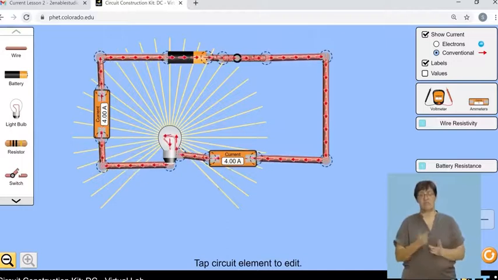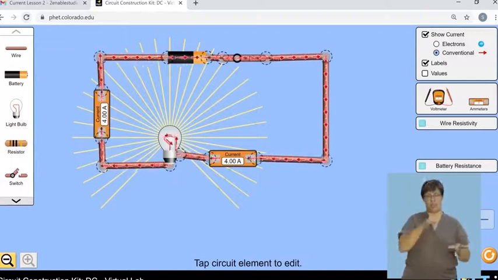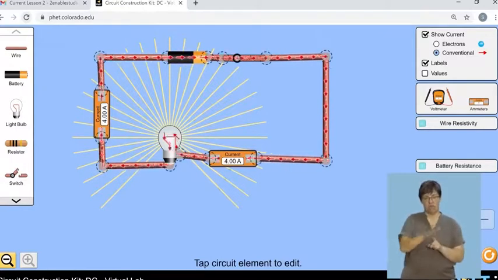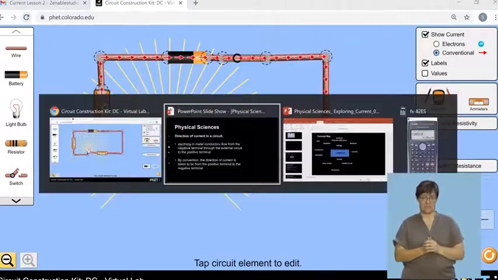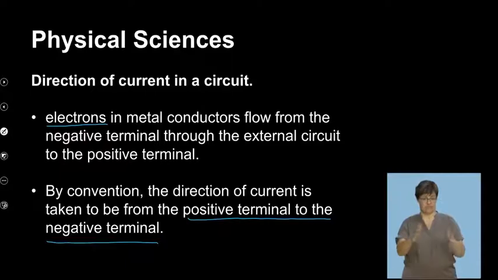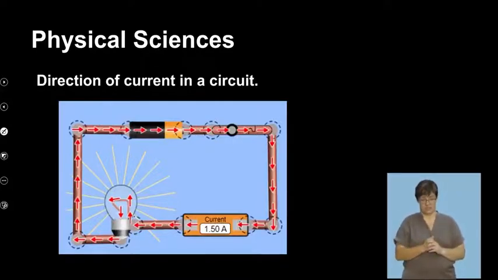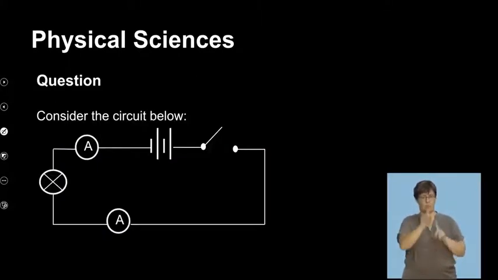So each time we talk of conventional, we talk about the standard, internationally agreed way in which we describe the flow of current in all circuits that we set up. Let's go back to our simulation. By convention, the direction of current is taken to be from the positive terminal to the negative terminal, as we have demonstrated. So this is what we meant as far as the conventional current. So that's our positive terminal to negative terminal.